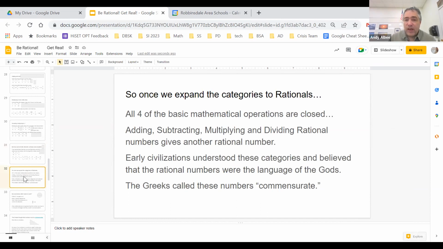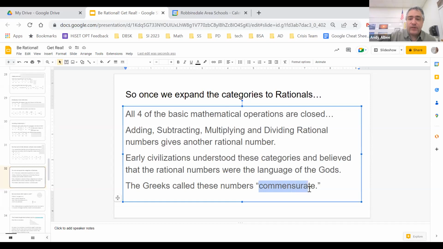So we expand those categories to rationals, everything works. Those early civilizations, the Greeks and other people, I'm focusing on the Greeks because they're the ones that wrote the most about it, but the Egyptians and the Spanish and the Chinese, they all did this too. They understood this, but the Greeks called these numbers commensurate. We could commensurate the numbers, okay? I know that seems confusing, but if you go through it a couple of times and just let them see that it always works, it helps them to see why that works. And yes, there are multiple proofs of that.